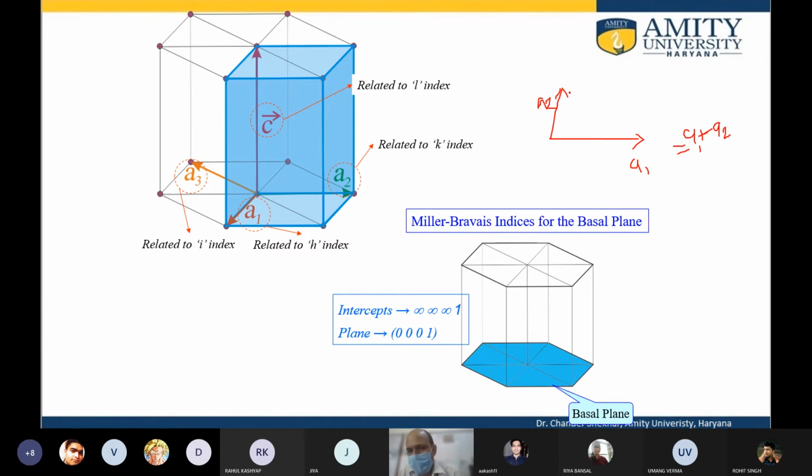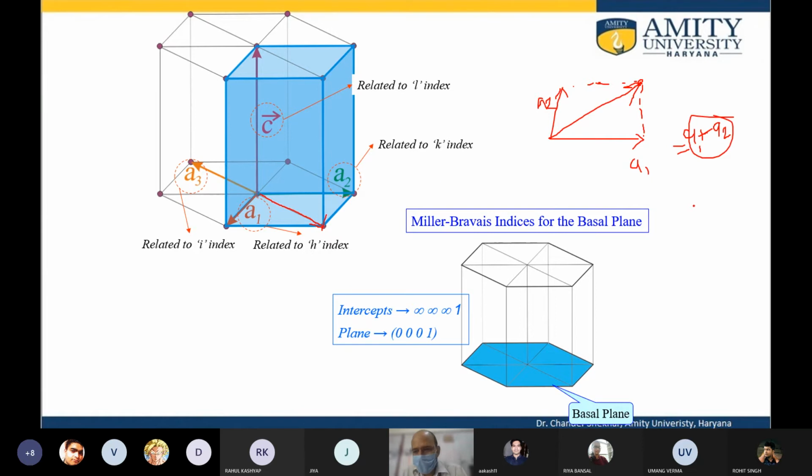In the vector addition, we simply join the tail of one of the vectors with the head of the other and draw a parallelogram, and the initial point and the final point, that means the diagonal of the parallelogram represents the total addition of these vectors, right? So this vector represents the addition, A1 plus A2.